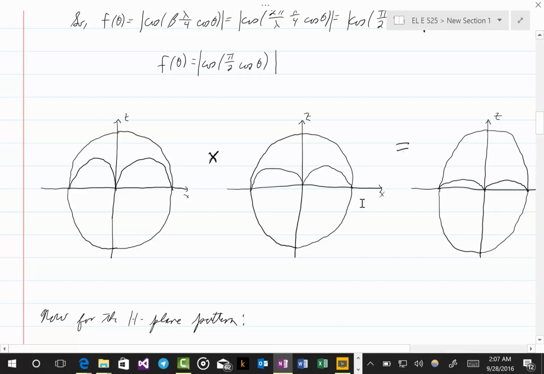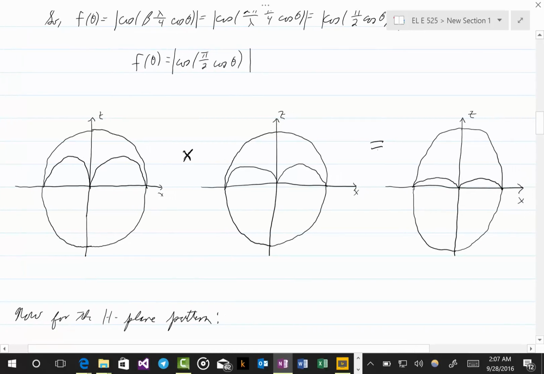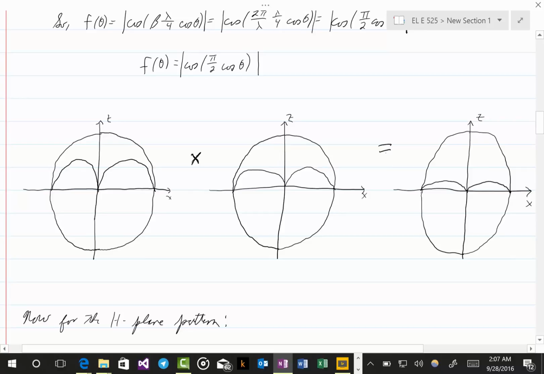However, of course, at theta equals 0, we get 0 in all the cases, and at theta equals pi over 2, we get 1 in all the cases. So the net effect is that the beams in this graph will be narrower than the beams in either of these two graphs. But the idea here is, here's our element pattern, here's our normalized array factor, we multiply them together, and here is our total pattern in the E-plane. And again, that's for the vertical dipole above the ground plane.